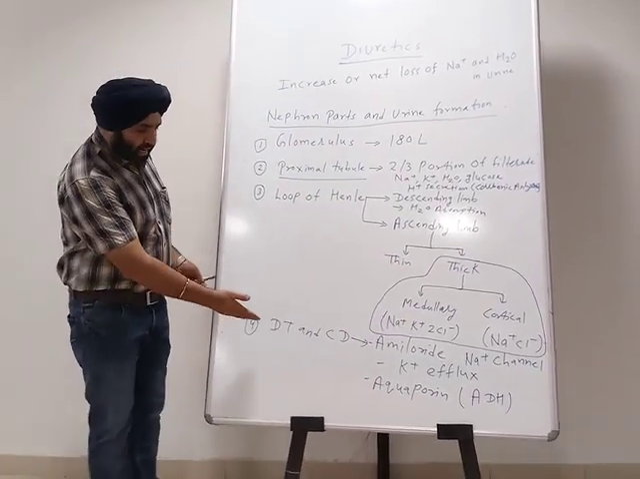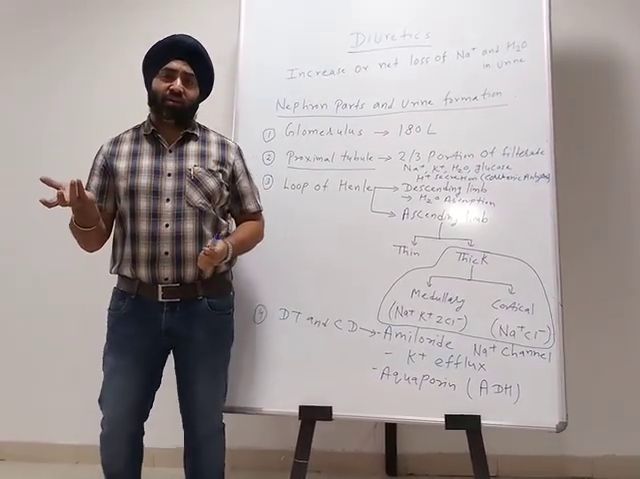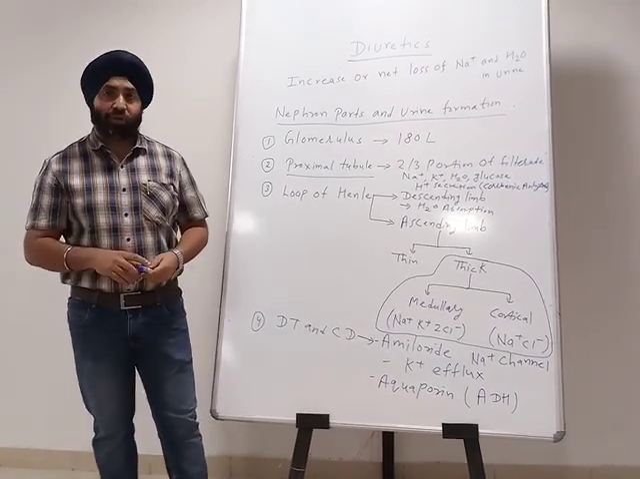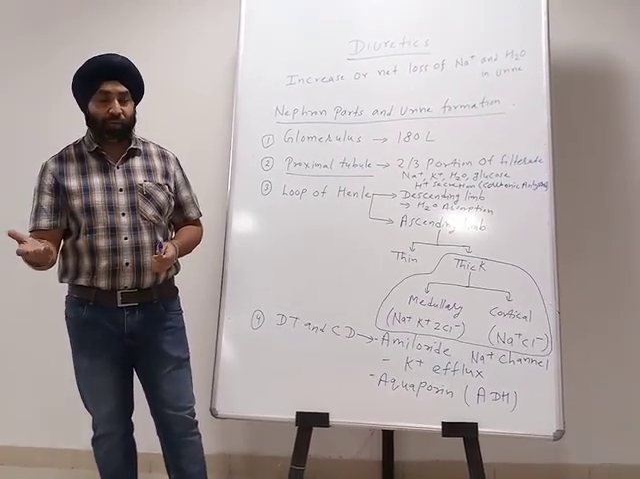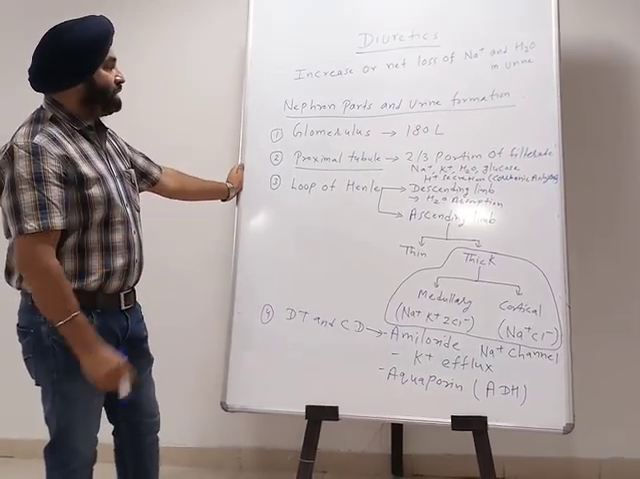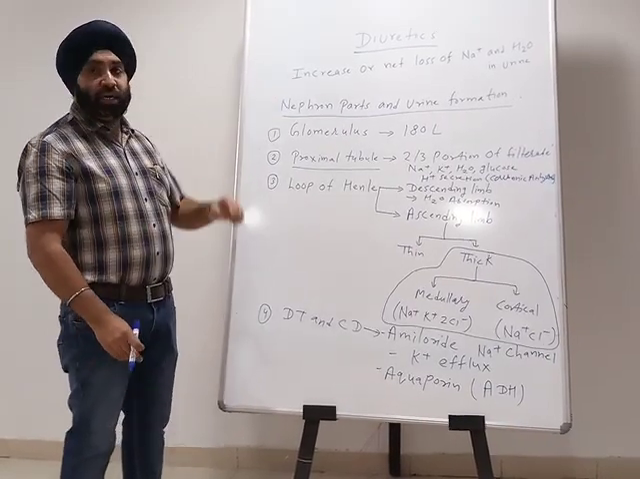The drugs which act on the distal tubule and collecting duct are very weak diuretics, because they have a limited reabsorption which will be inhibited. So this is how you can understand the nephron parts and urine formation. Now we will take the drugs which are included in diuretics.